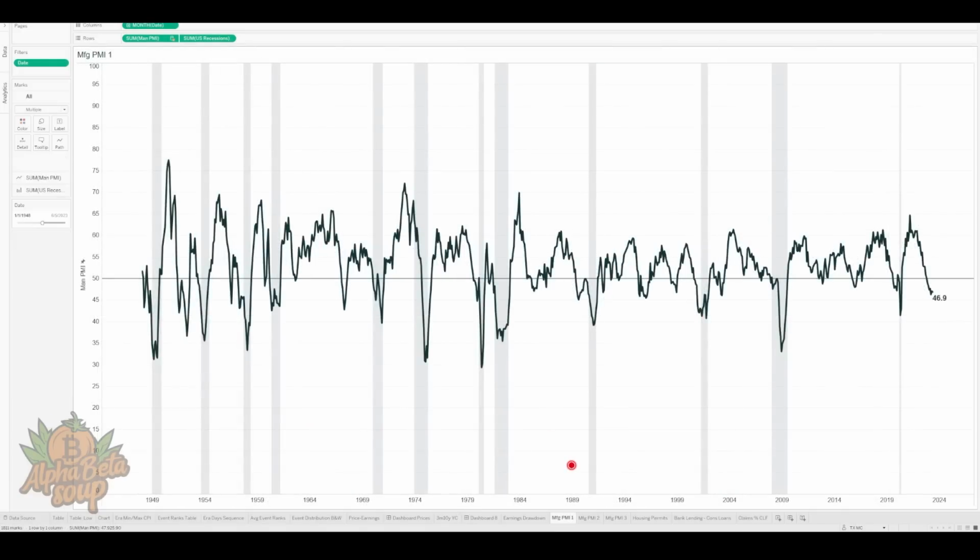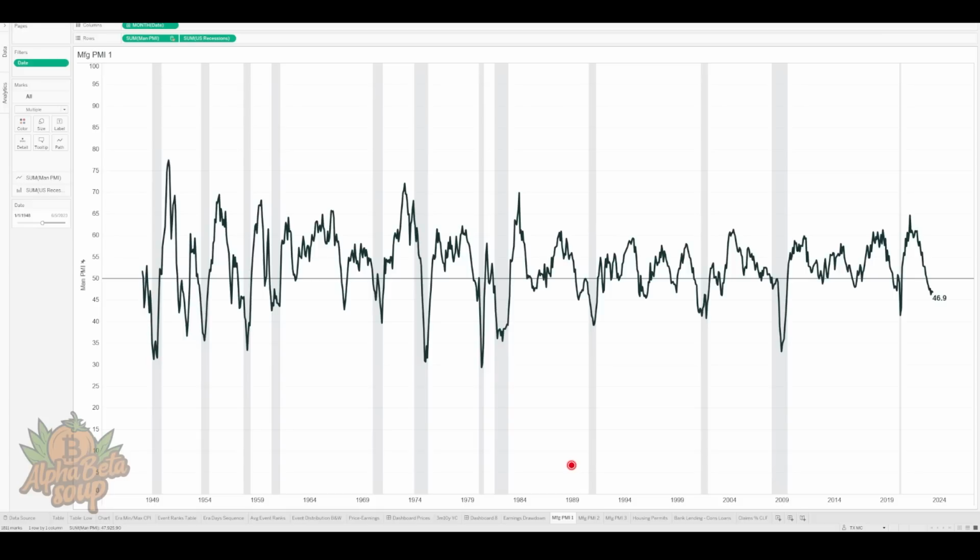Something else that we need to include is probably the manufacturing PMI. So the Institute for Supply Management does this manufacturing PMI survey. They've been doing it since the middle of last century. They also have a services sector one that they've been doing since the 90s, but this is manufacturing here. Manufacturing leads the economy. It's the goods sector of the economy.